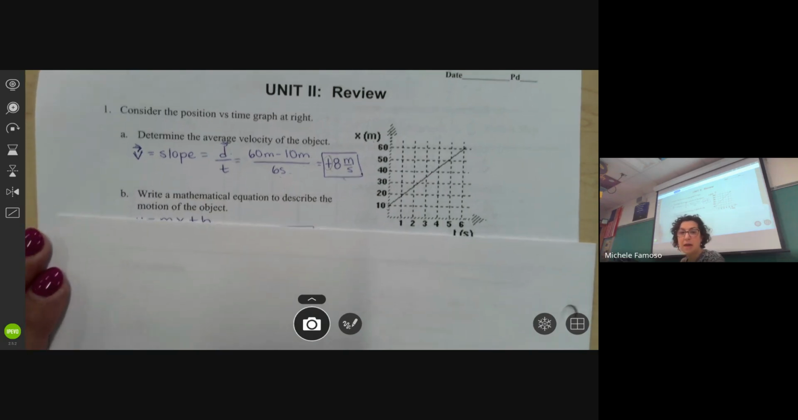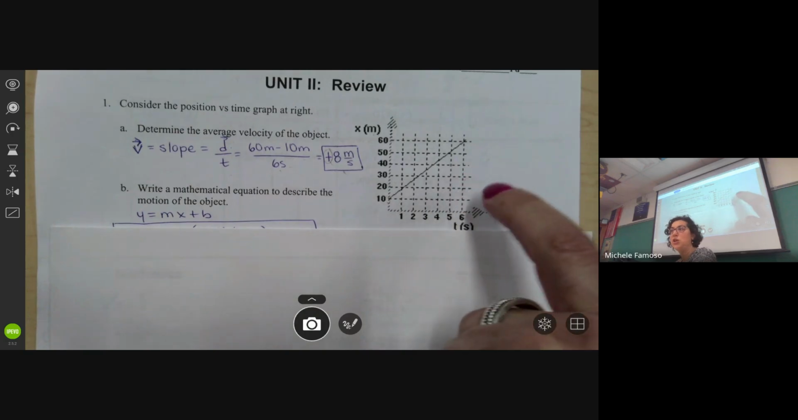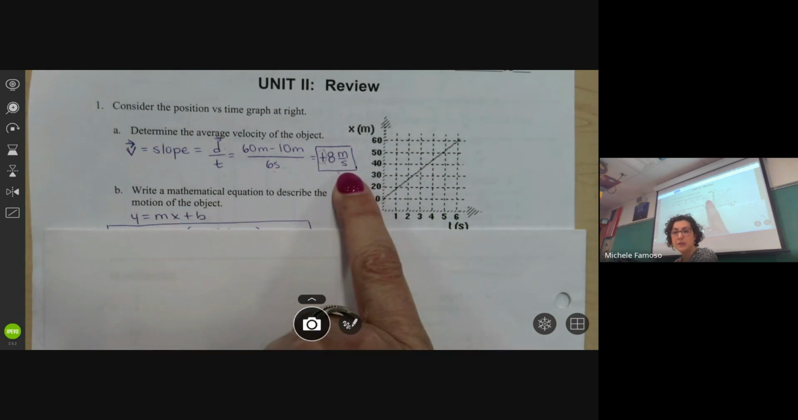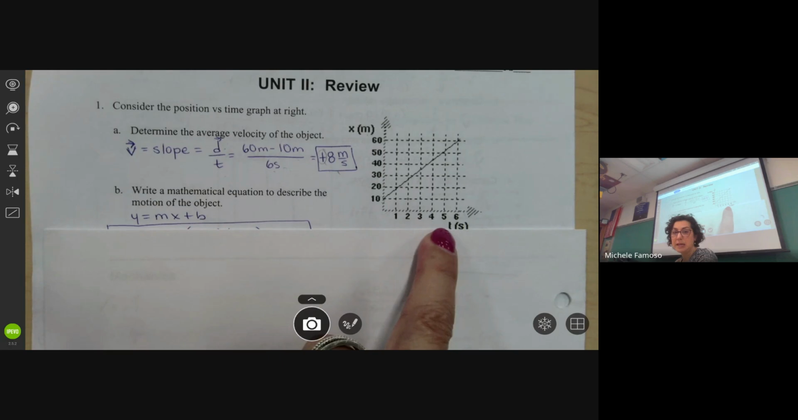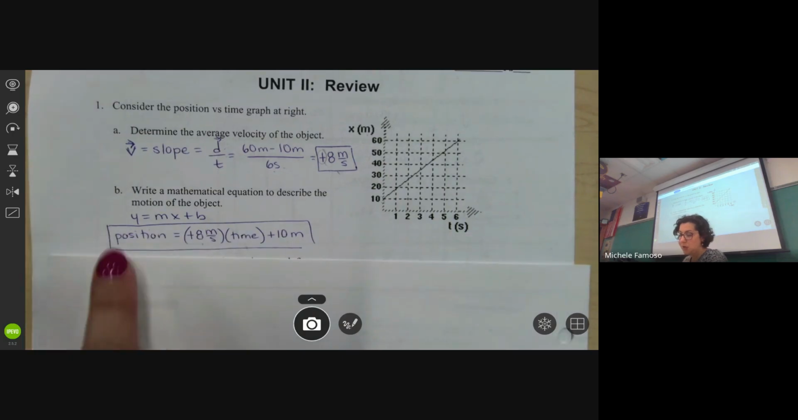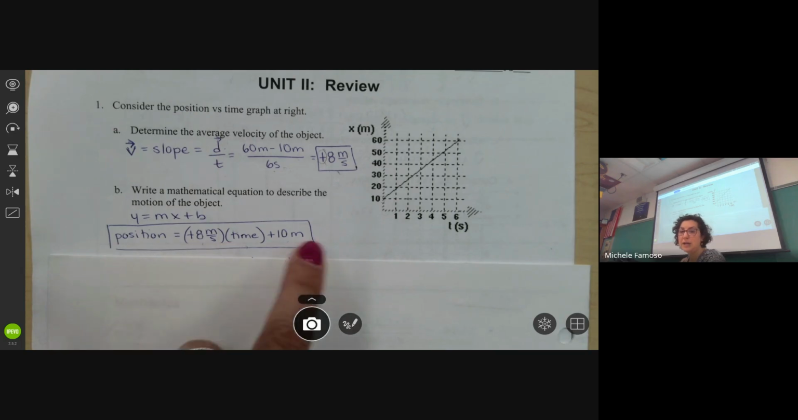Letter B, write a mathematical equation to describe this motion. So you know that it's going to start with y equals mx plus b, but then you had to make it get specific to this particular graph. So what's on the y-axis? Position, x. What's the slope? It's positive 8 meters per second. What's on the x-axis? Time, t. And then I'm going to add the y-intercept, which I can see is 10 meters. So position is positive 8 meters per second times time plus 10 meters. That is the equation for that graph.